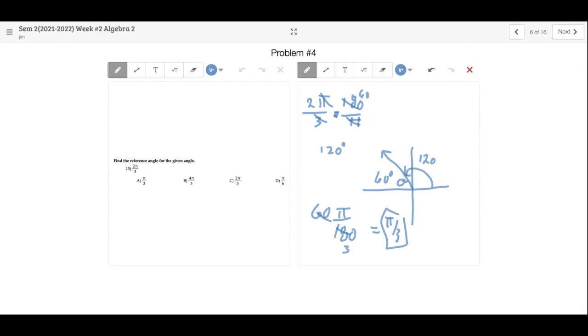So these problems are really getting you good at rewriting from radian measure to degree measure and degree measure back to radian measure. Pretty awesome stuff. And this stuff, as I said, it's going to come in real handy next week.